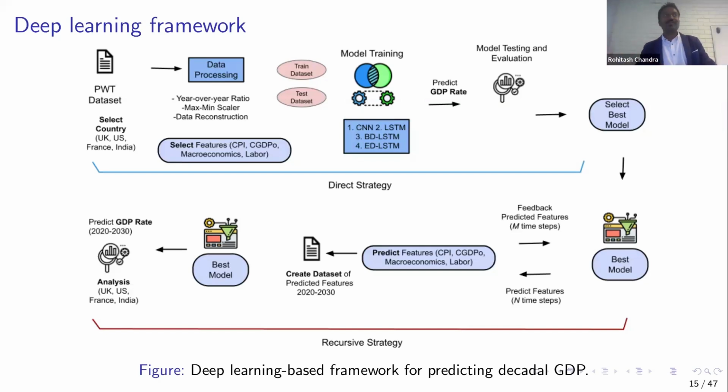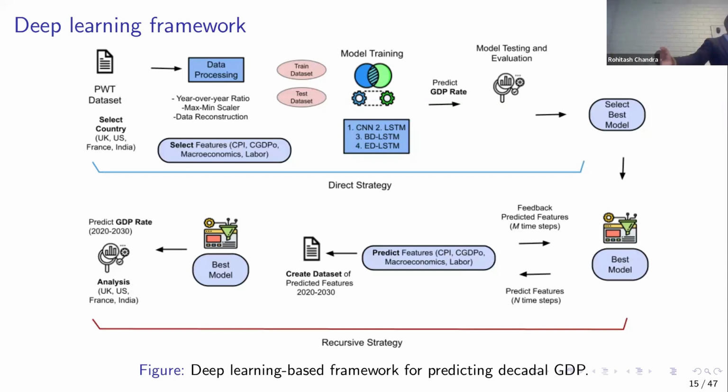So we had to first train other individual models to predict features. The prediction is not the GDP rate, but the CPI, GDP per capita, macroeconomics, and labor, because those features are not available, right? When you are going to predict post 2019, we have the data till 2019. We did our train and test set. We know what a good model is. Then post 2019, what do we do?